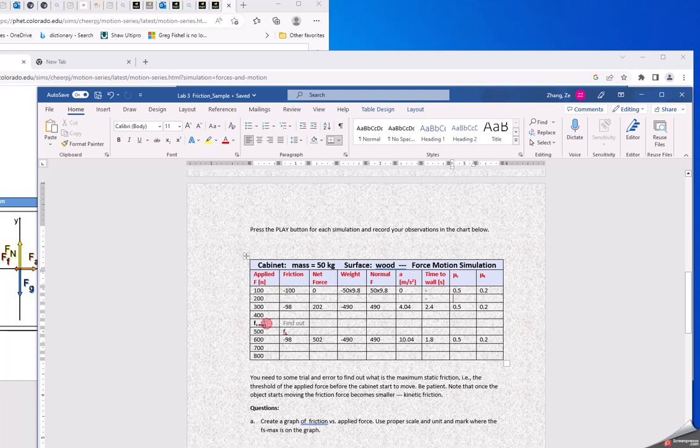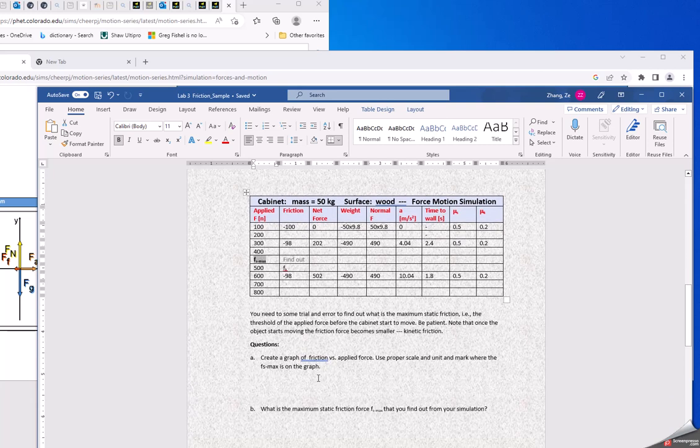Yeah, that's a little bit of a challenge. So you need to do some trial and error to find out the maximum static friction. That's what I'm rating here, a threshold of the applied force. Be patient. Once the object starts moving, the friction force becomes smaller. That's called kinetic friction. And in this case, it's always 98. And of course, you answer this question.